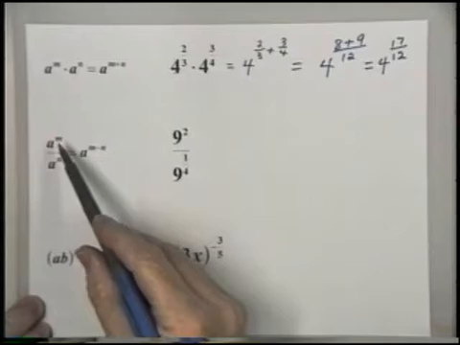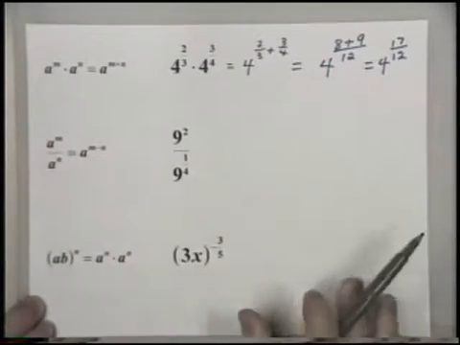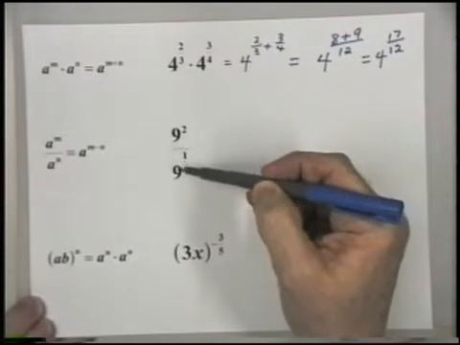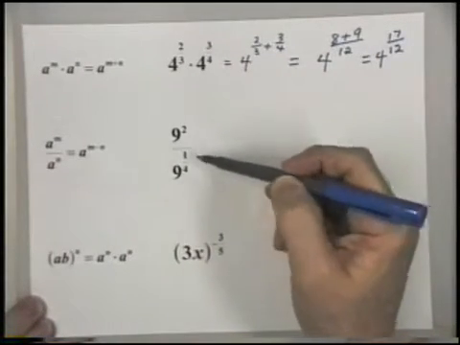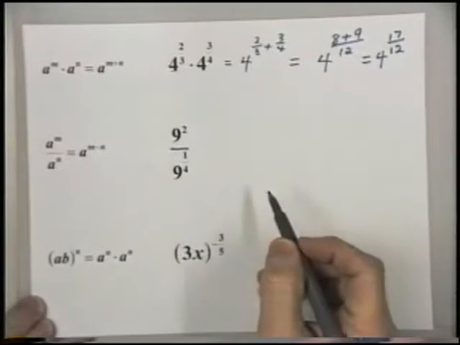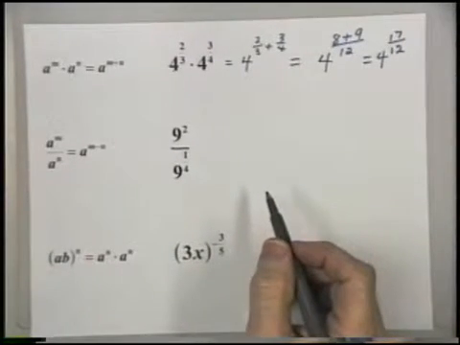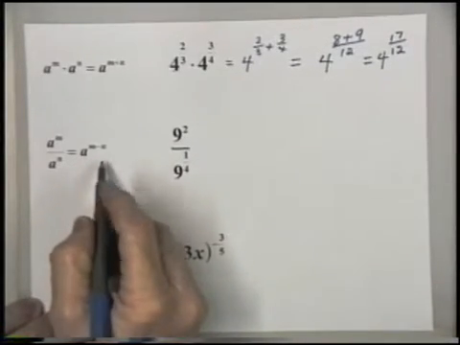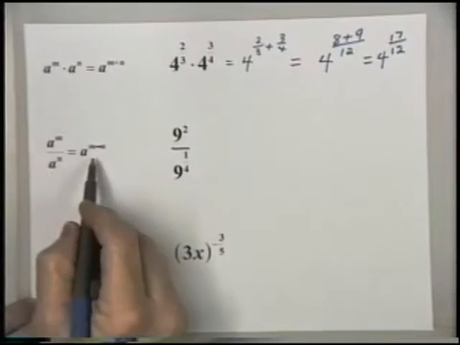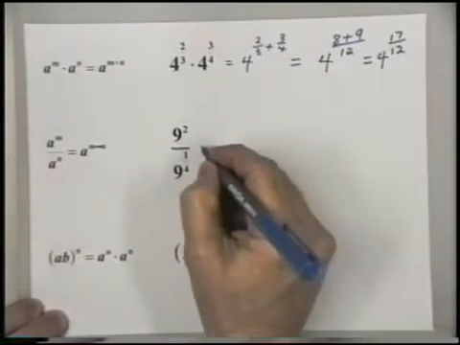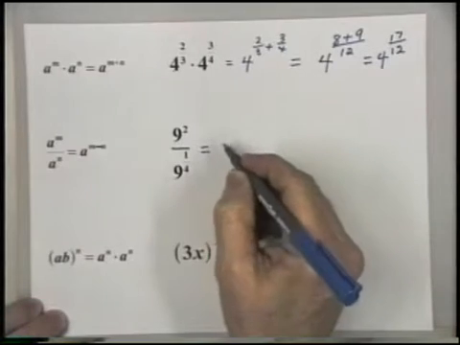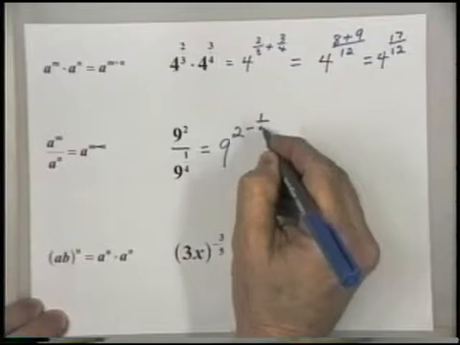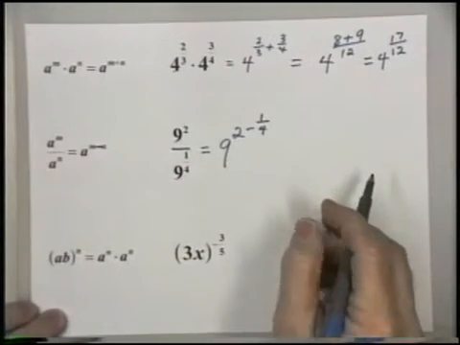How about the second one here? Well, now we've got a quotient of powers of the same base, and that's exactly what we have over here. These are powers of 9, and it's a quotient, a fraction. We're dividing two powers of 9. And what does the second law of exponents say? It says that you subtract those exponents. So this better be equal to 9 to the 2 minus 1/4.